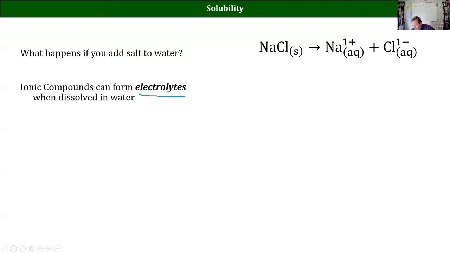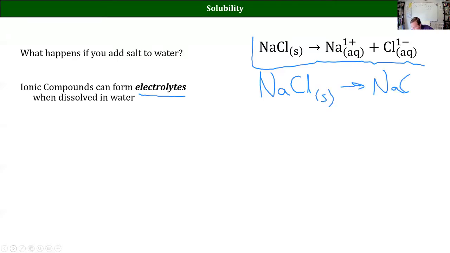So we can write that as a chemical reaction. This would be the chemical reaction of dissolving salt in water. You start with sodium chloride as a solid, and then it turns into sodium ions that are aqueous and chloride ions that are aqueous. There's another way we can write it too. We can also say solid sodium chloride turns into aqueous sodium chloride. An ionic compound that is aqueous really means that you have these separate charges floating around, stabilized by water molecules.